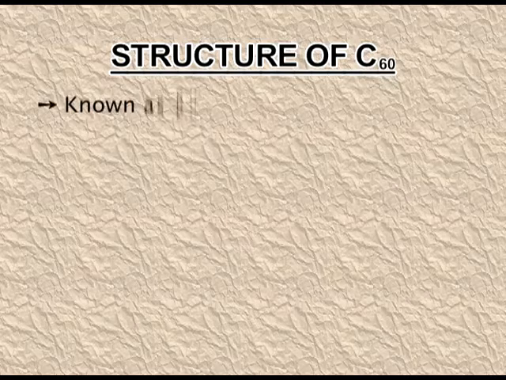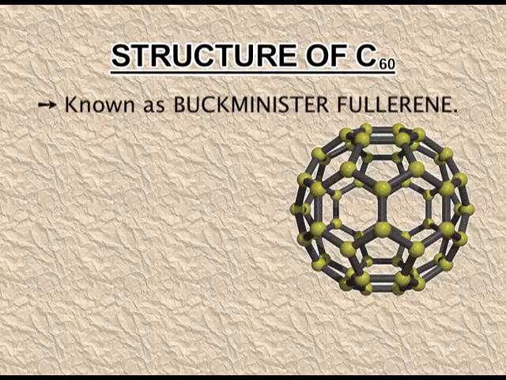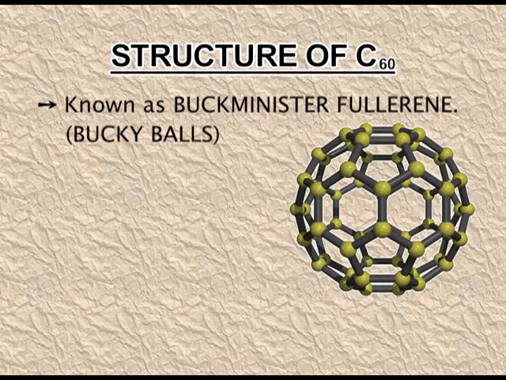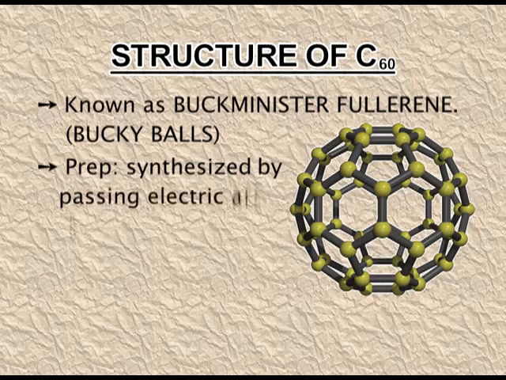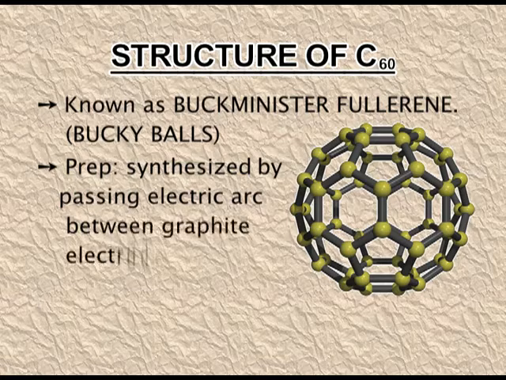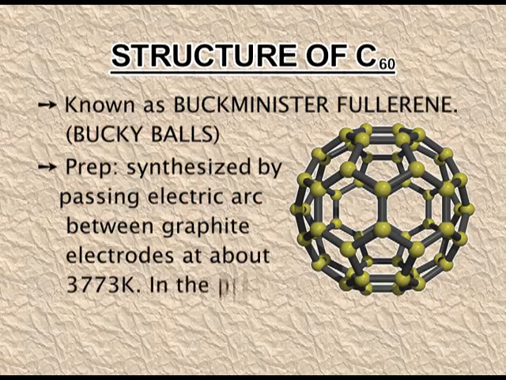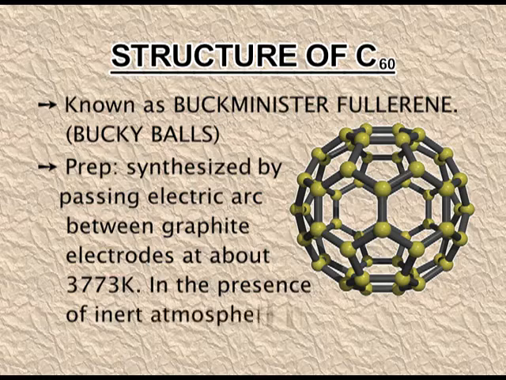Structure of C60. Known as Buckminster fullerene, they are also known as buckyballs. Preparation: C60 is synthesized by passing an electric arc between graphite electrodes at about 3773 Kelvin in the presence of an inert atmosphere of helium or argon.